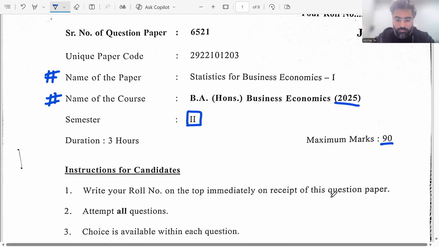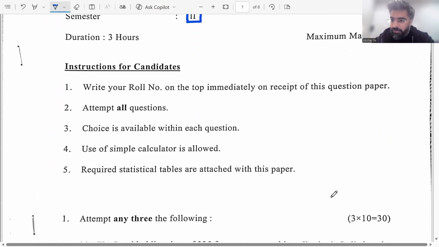In this particular lecture, I'm going to start with the first question of this question paper. Remember, simple calculators are allowed. You have choices in almost every question, but I'm going to solve all questions in my lectures. Statistical tables will be provided to you in the exam, so you need not worry about arranging them.